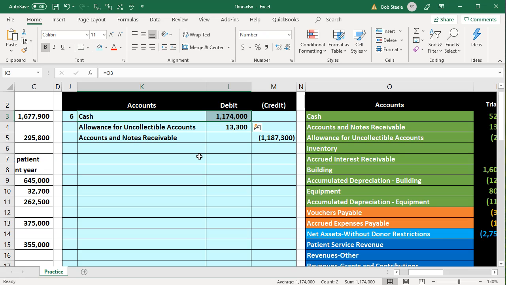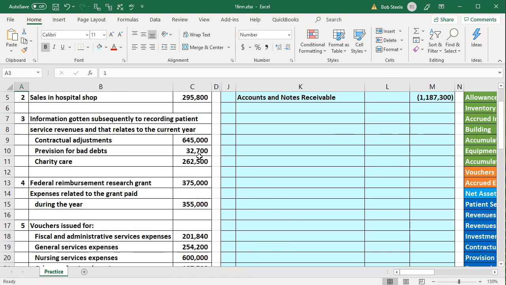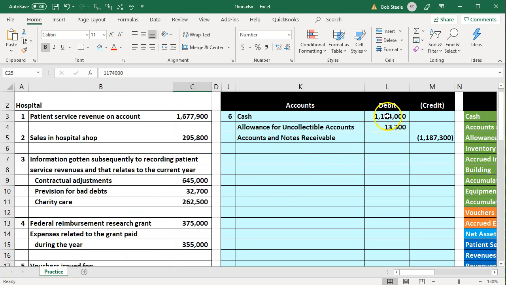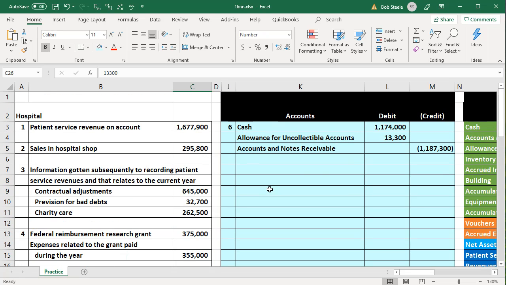Let's go ahead and record this. Up top, we've got the cash. Also note before we do that, you could think of this as two separate transactions. The collections on account we can think about as a debit to cash, credit to accounts receivable for the same amount. And then if we were to record the $13,300 as a separate journal entry, that would be a debit to the allowance for doubtful accounts or allowance for uncollectible accounts, and a credit to accounts receivable. So if it's easier to think about this in two transactions, you can do so. All right, so let's go ahead and post this.